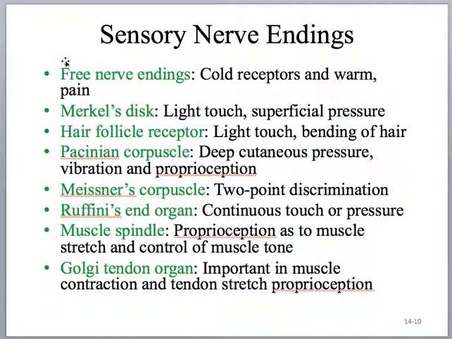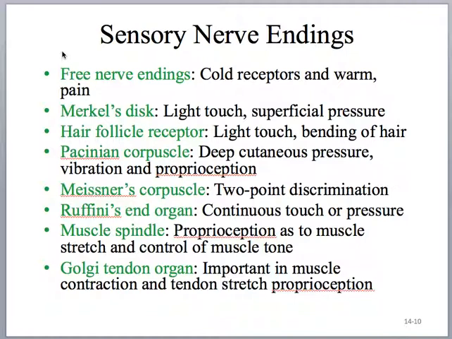There are different types of nerve endings. The simplest is your free nerve ending, which responds to cold, warm, and pain. These receptor endings are like dendrites. The more complex nerve endings are Merkel's and hair follicles, Purkinje's, Meissner, Ruffini, muscle spindle, and Golgi tendon organ.